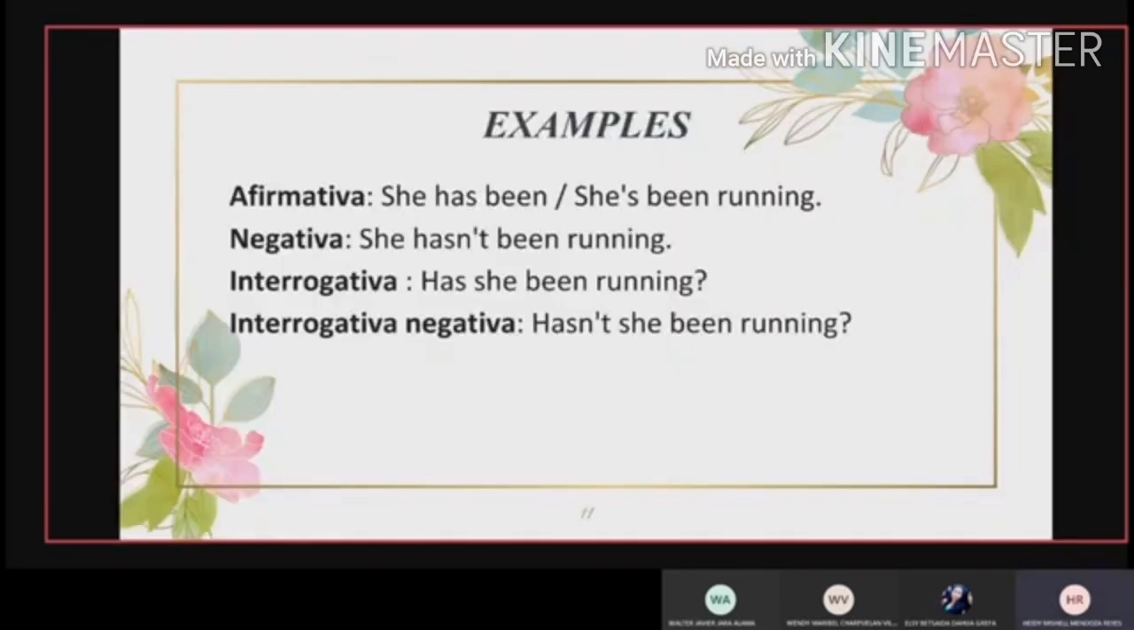Okay, example. Affirmative: she has been running. Negative: she hasn't been running. Interrogative: has she been running? Hasn't she been running?